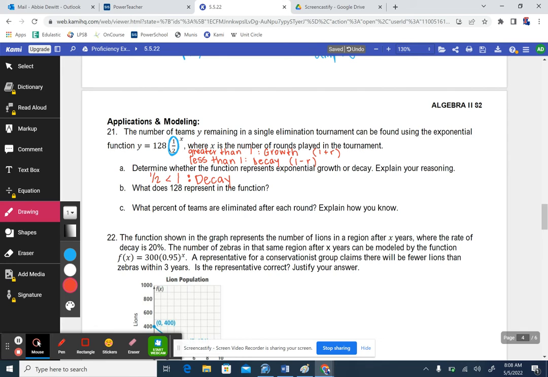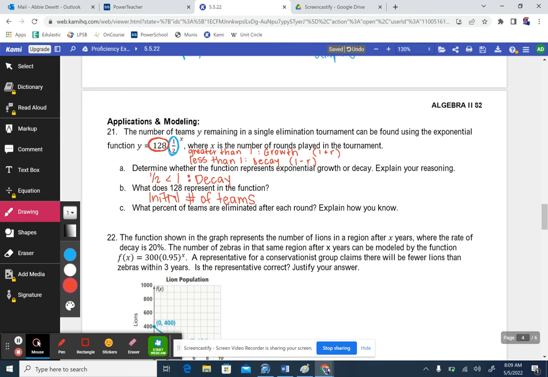Part B says, what does the 128 represent? The beginning number of your function, the first number you see, is where you begin. So this is the initial number of teams. They're doing a tournament, so that 128 means that at the very beginning of the tournament, there were 128 teams.